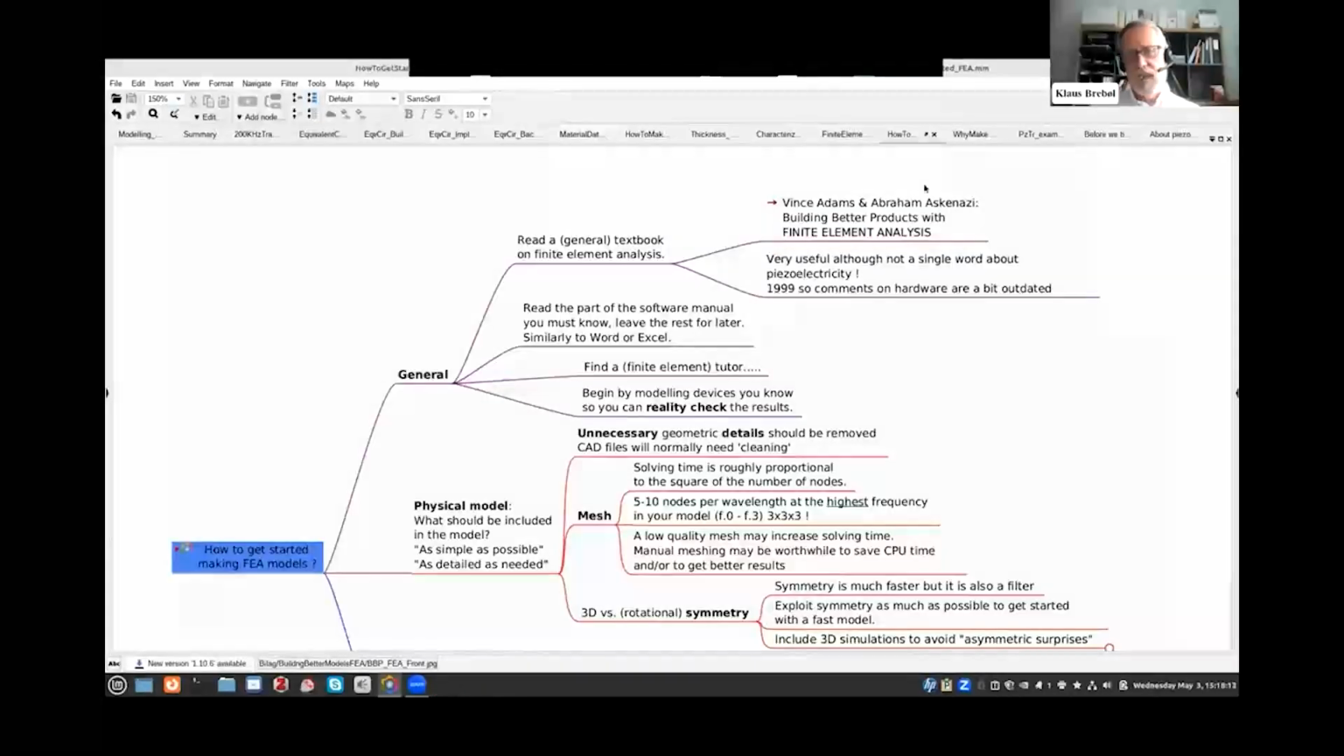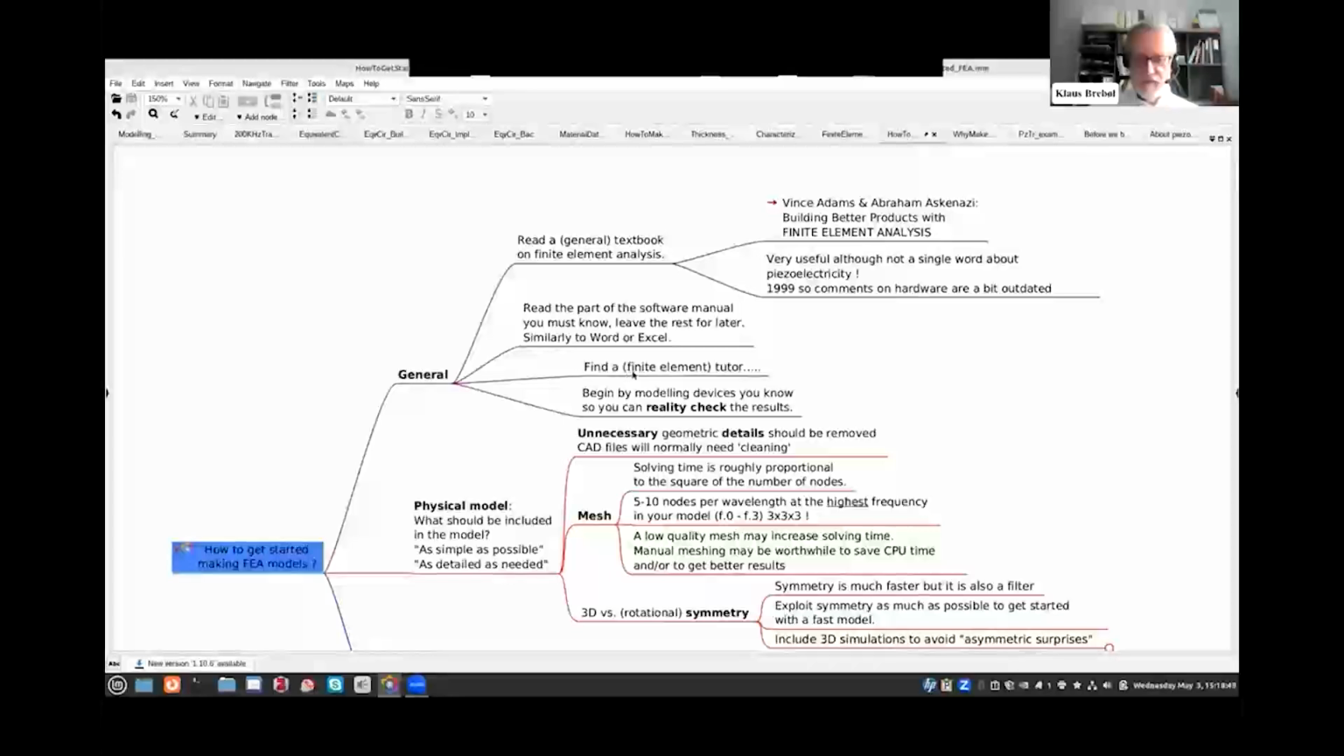It was very useful, although there was not a single word about piezoelectricity. But again, this is not what you need at this point. This book is from 1999, so comments on hardware are probably a bit outdated, and I don't know if you can find more recent ones, but I will say that it doesn't really matter, because the basics are well presented in this one. The other thing you have to read is the software manual of your finite element software, but this is like Word and Excel. You read what you must know, and the rest you leave for later, because otherwise you get stuck.